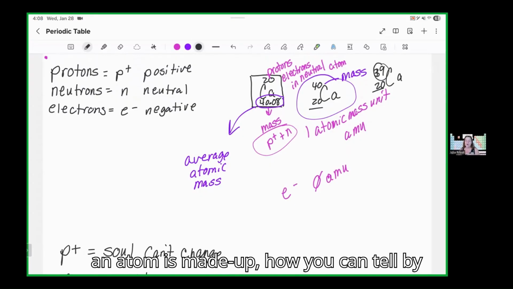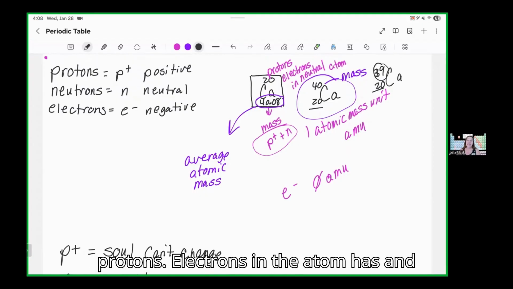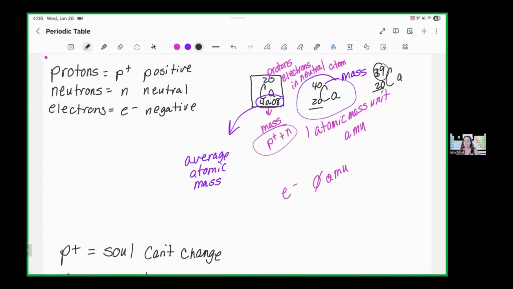So that's kind of how an atom is made up, how you can tell by the periodic table how many protons and electrons an atom has, and what your mass is.